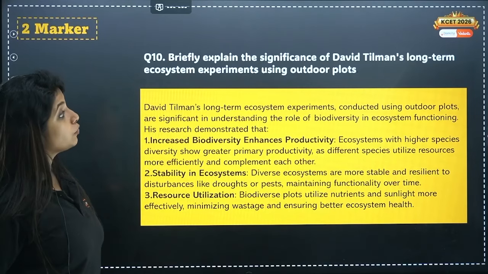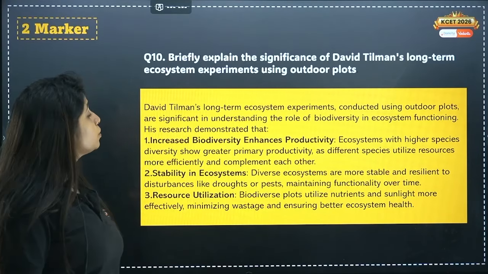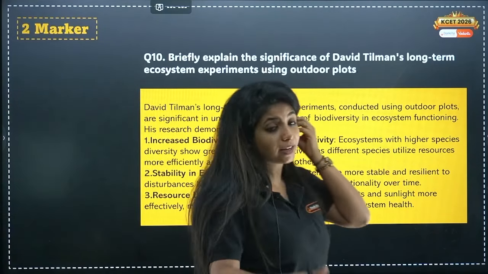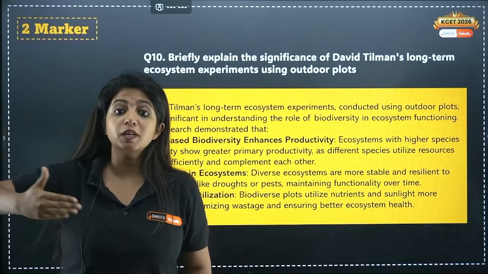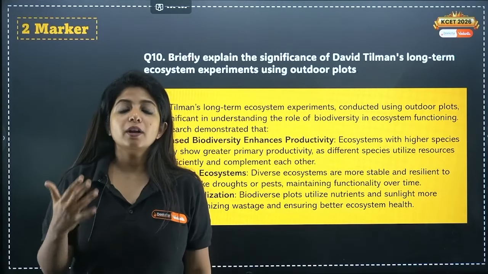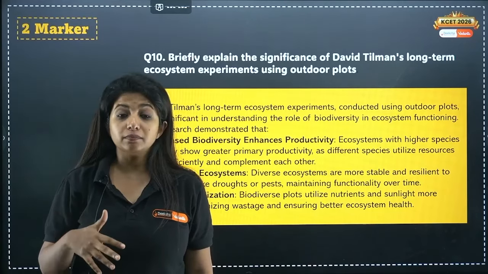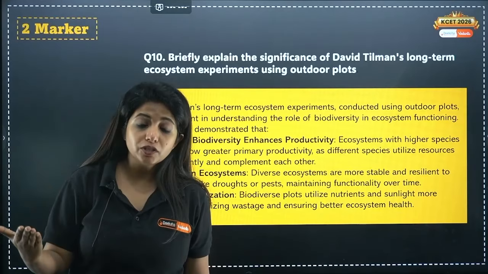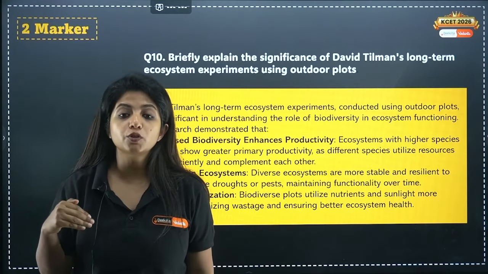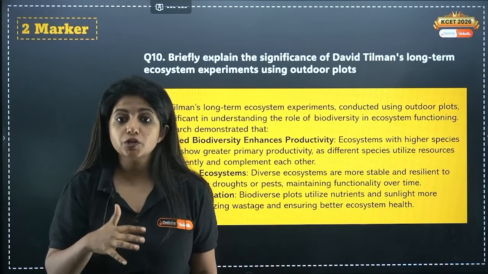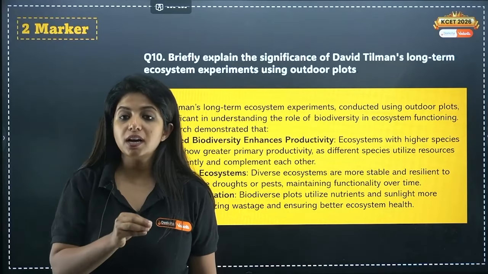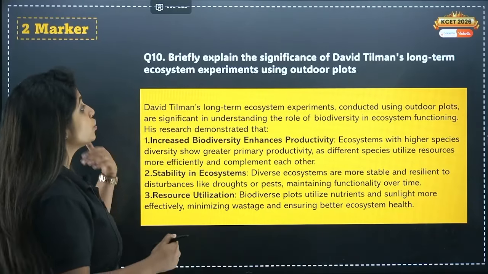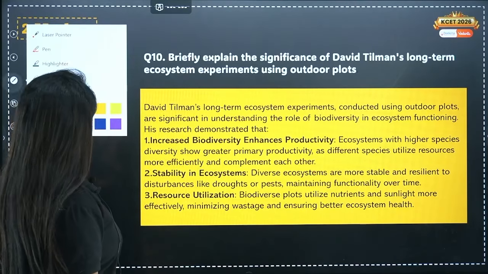Briefly explain the significance of David Tilman's long-term ecosystem experiments using outdoor plots. Yeah, this is something new. So, David Tilman said basically if there is more species diversity, the ecosystem is going to be facing less fluctuations or less variations. Okay, that is what was said by David Tilman. And what is the use of it? That is what is going to be discussed right now.